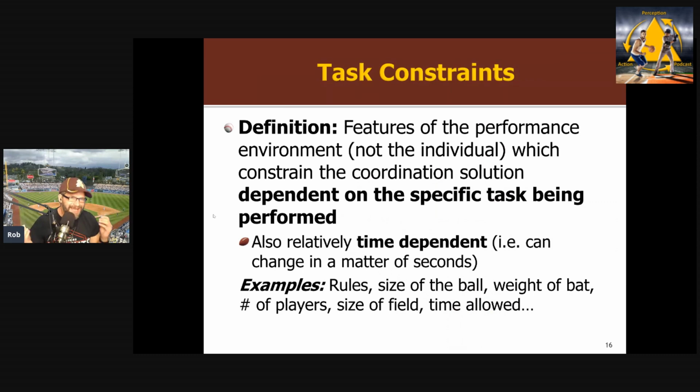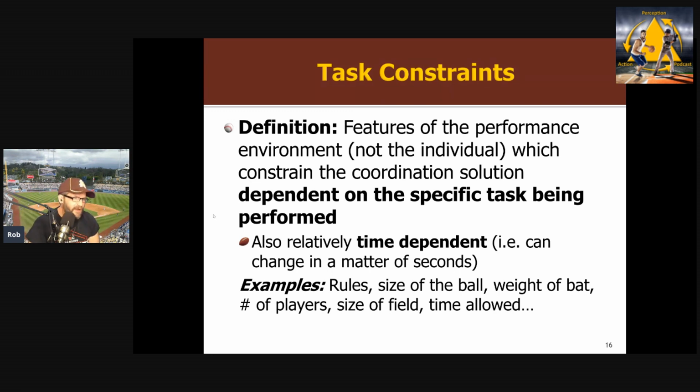Contrast that with a task constraint. The definition for me is features of the performance environment, again outside of the individual, which constrain the coordination solution. They put you in a certain area of the solution space, but they're highly dependent on the specific task being performed. So they're very task dependent. They're also relatively more time dependent, so typically task constraints can change very quickly, in a matter of seconds.